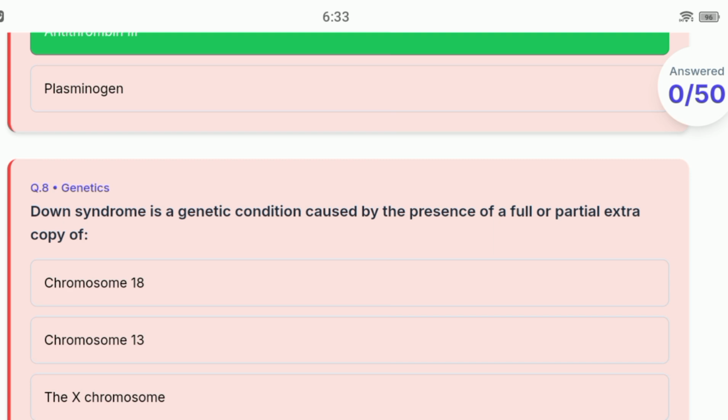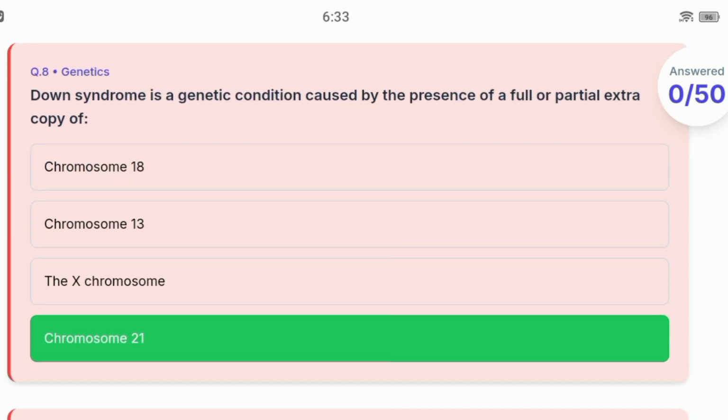Next, 8, genetics. Down syndrome is a genetic condition caused by the presence of a full or partial extra copy of: options are A. Chromosome 18, B. Chromosome 13, C. The X chromosome, and D. Chromosome 21. So the correct answer is D. Chromosome 21.